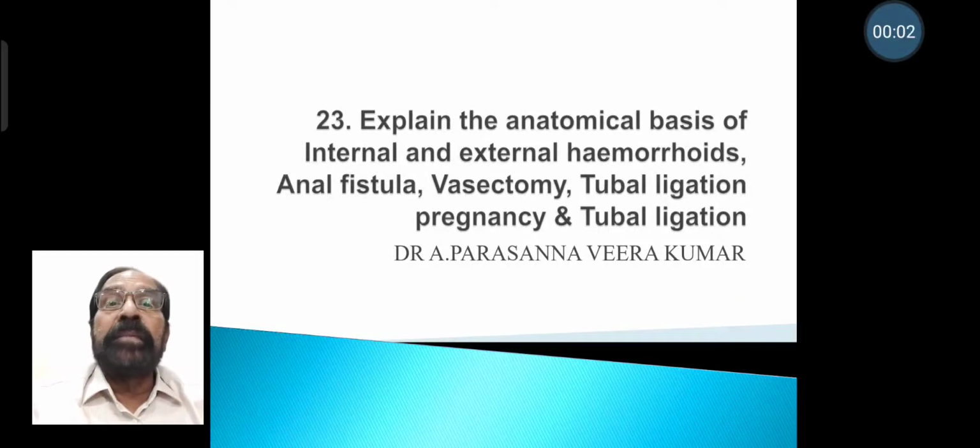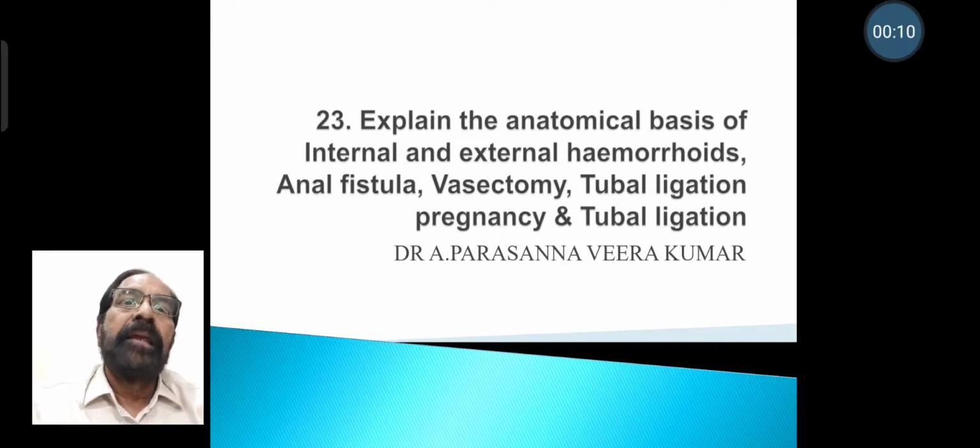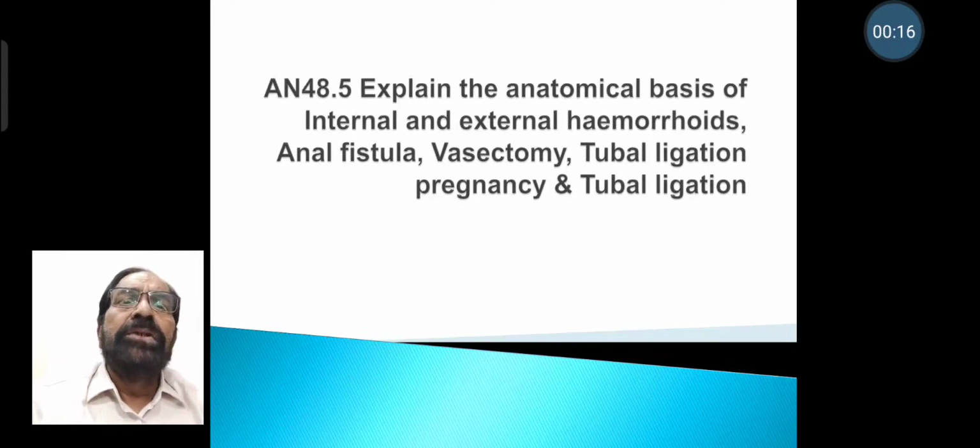Explain the anatomical basis of internal and external hemorrhoids, anal fistula, vasectomy, tubal ligation, pregnancy, and tubal ligation. So in this we study the anatomical basis for these different things.